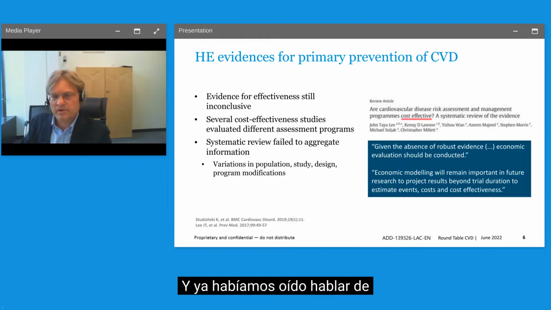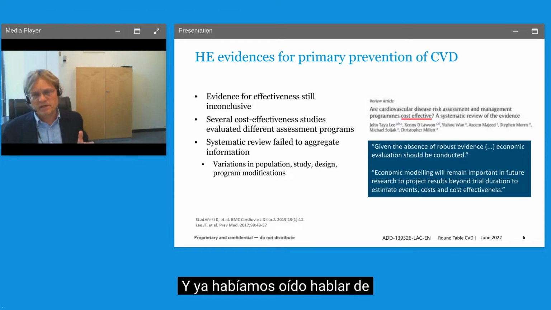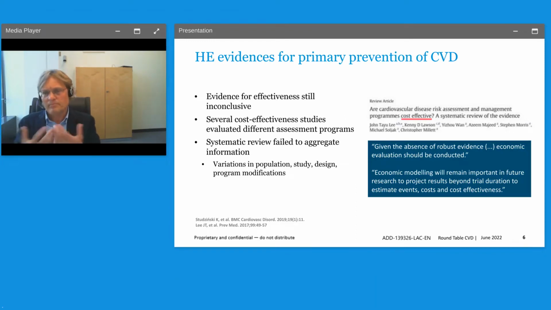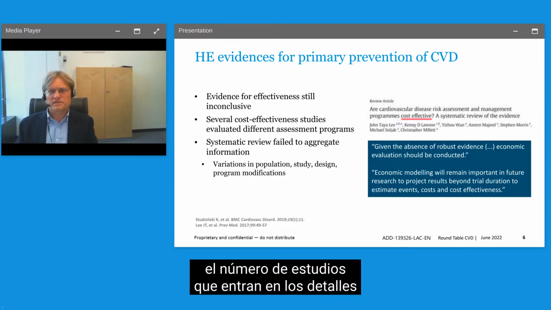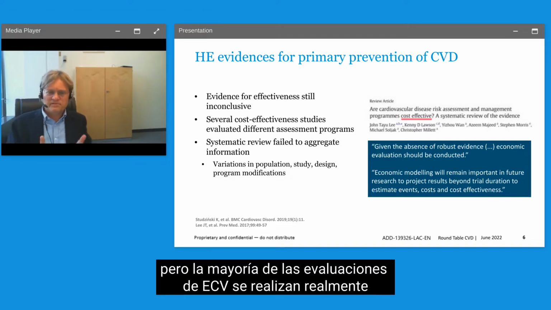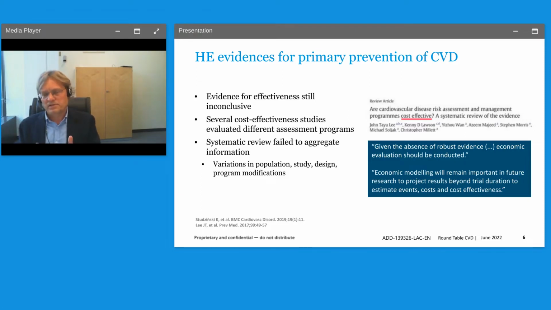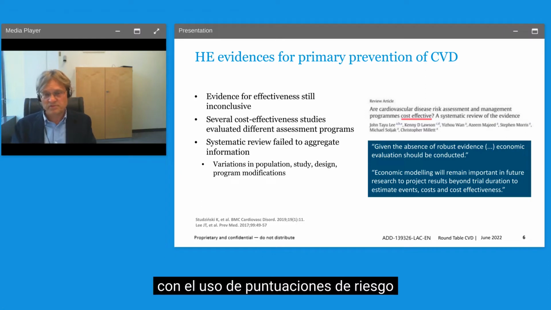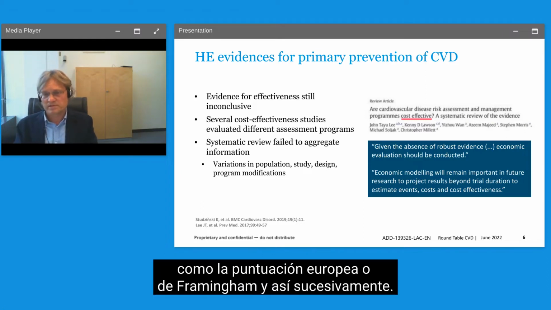We already heard about a number of studies that go into the details of whether we can demonstrate clinical effects. But mostly, CVD assessment is done with the use of risk scores, like the European score or the Framingham score and so forth.